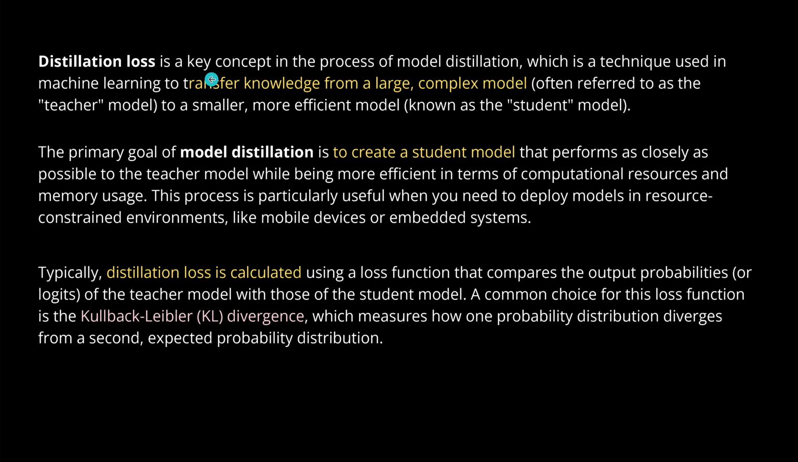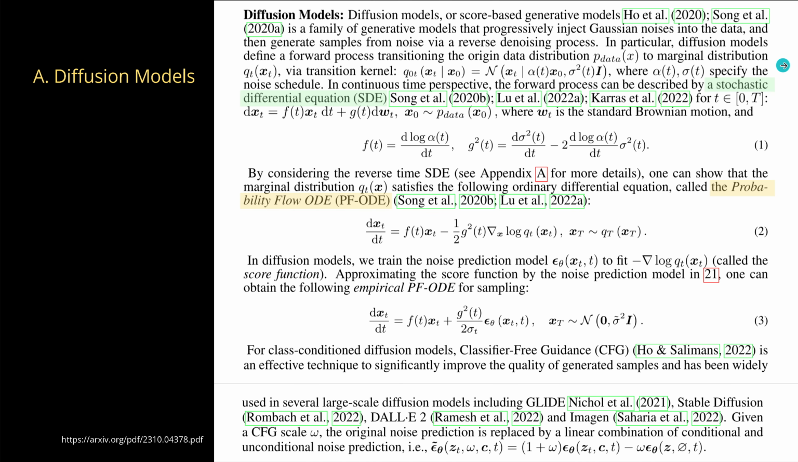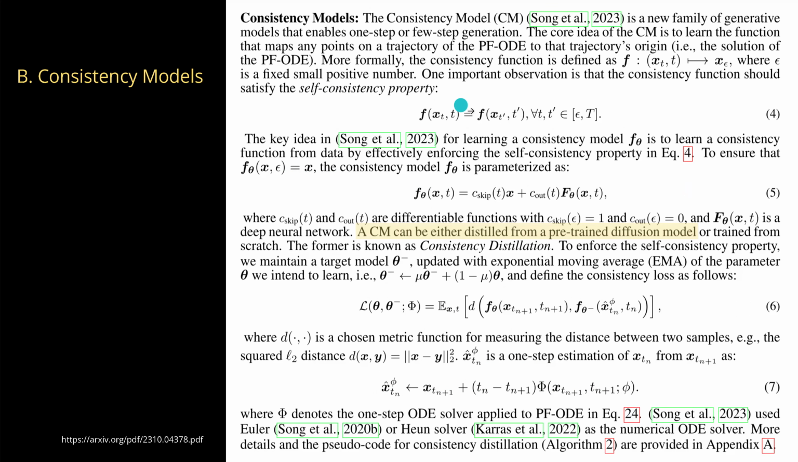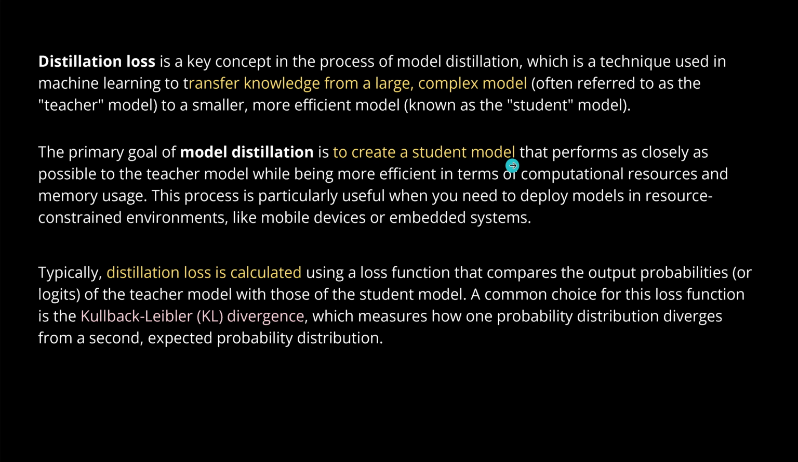Distillation loss is a key concept in model distillation, a technique used in machine learning to transfer knowledge from a large, complex model, our teacher model, to a smaller, more efficient model, the student model. This is exactly what we do here. CM can either be distilled from a pre-trained diffusion model, so we have an LCM and an LDM. We create a student model, an LCM model, that performs as closely as possible to our LDM model while being more efficient in terms of computational resources. Distillation loss is calculated with the loss function I just showed you. Beautiful.